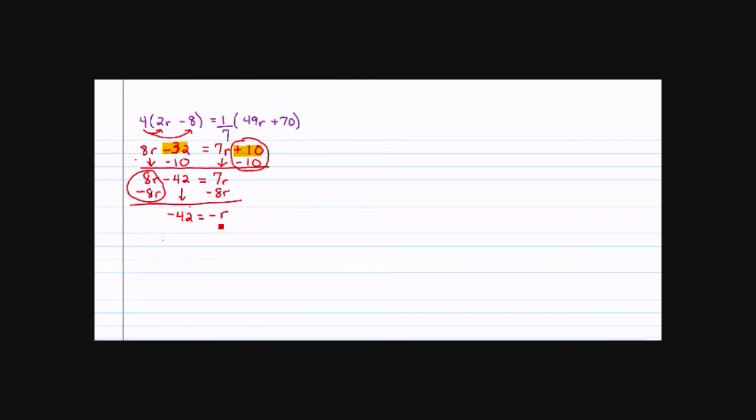Now, I'm not done. The reason I'm not done is because you can't leave a variable with a negative sign. What did I say this was? I said this was a 1. And that's what I'm going to do. I'm going to treat it like any other coefficient. I want to separate the negative 1 and the r. So I'm going to divide by negative 1. And that gives me negative and negative is a positive, equals r. There you go. Let's do another one.